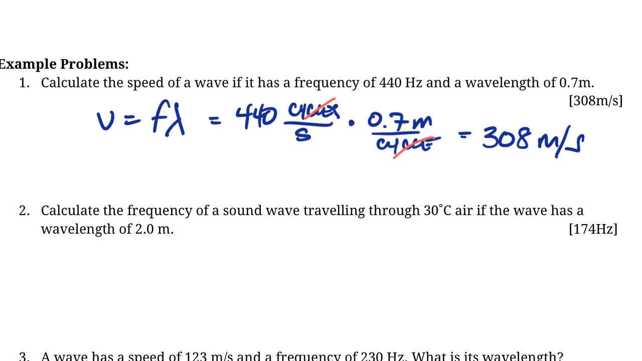Let's try the next question. Calculate the frequency of a sound wave traveling through 30 degrees Celsius air if the wave has a wavelength of 20 meters.